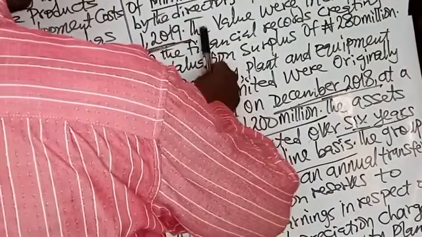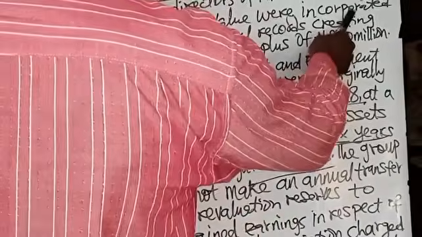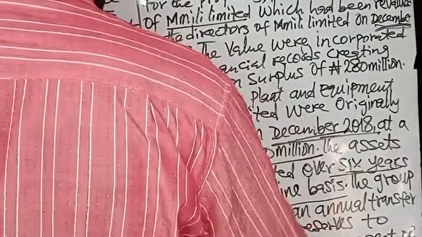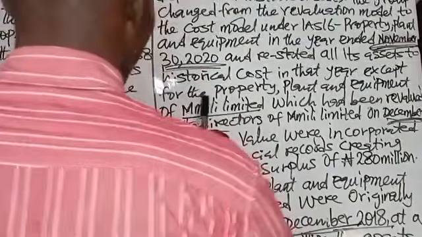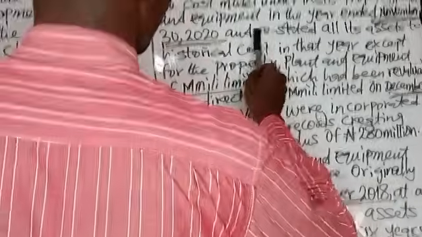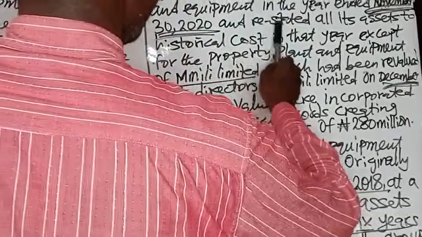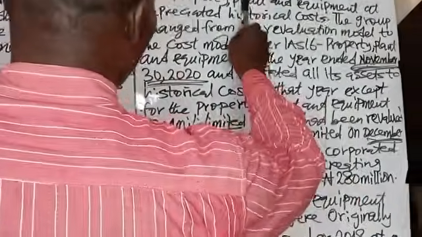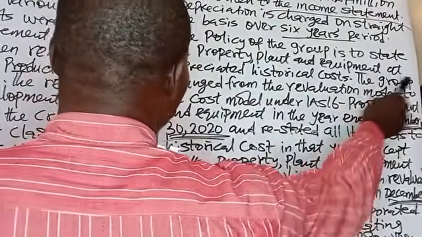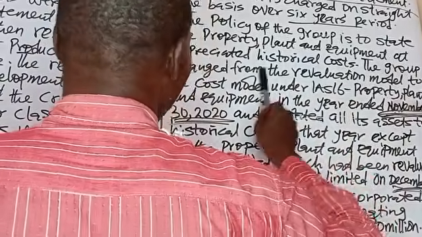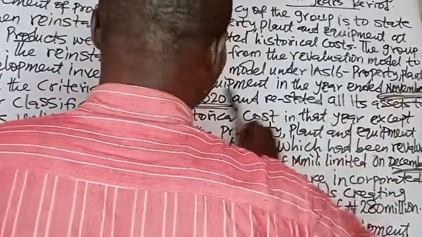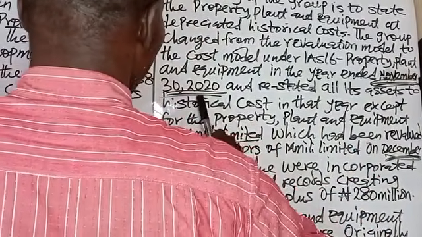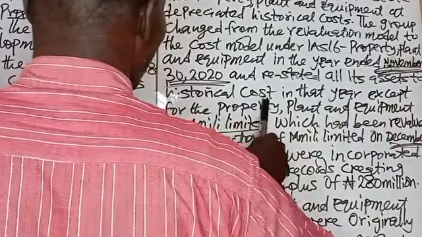The property was revalued, so the value was incorporated in the financial records, creating a revaluation surplus of 280 million. The policy of the group is to state the property, plant, and equipment at depreciated historical cost. The group changed from the revaluation model to the cost model under IAS 16, Property, Plant, and Equipment, in the year ended November 30, 2020, and restated all its assets to historical cost.